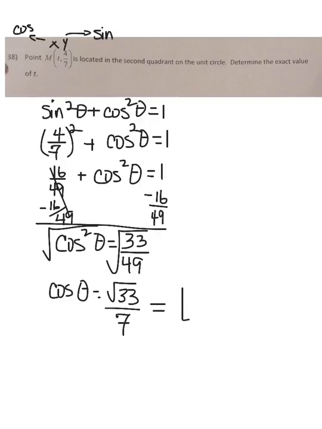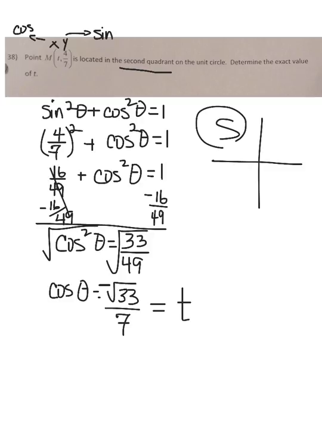Now, the next thing I want to point out, though, is they told us that we were in the second quadrant. Second quadrant, sine is the only thing that's positive, and I don't have sine. So make sure that you put a negative with that radical 33 over 7. Final answer is negative radical 33 over 7.